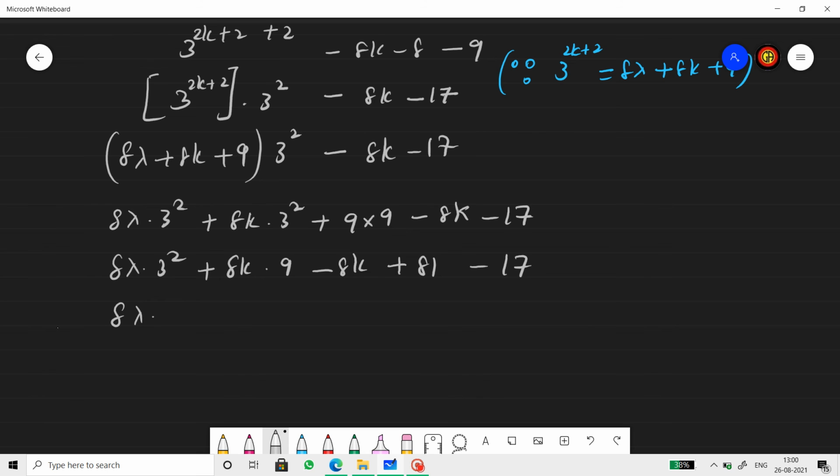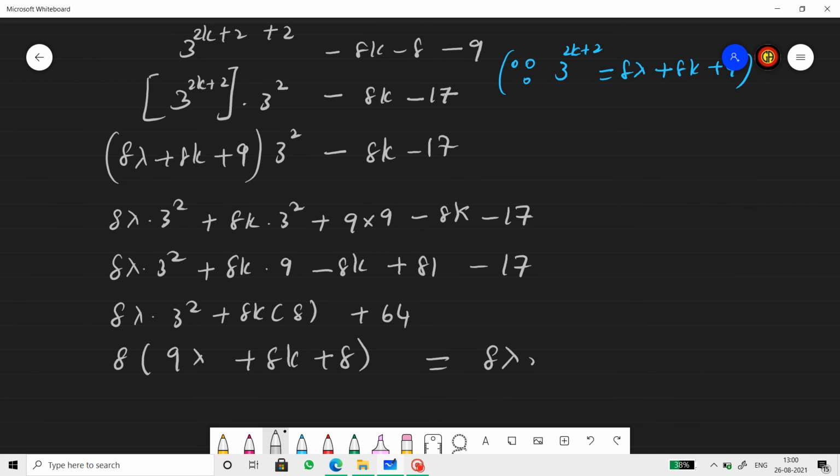So 8 lambda into 3 square, and here if I take 8k out, 9 minus 1 is 8, plus 81 minus 17 is 64. So is it possible for me to take 8 common out? Of course. 8 out, 9 lambda plus 8k plus 8. And I'm going to assume that this is equal to lambda 2. So I proved this is equal to lambda 2, where lambda 2 equals 8k plus 9 lambda plus 8. So that is enough to show that this is divisible by 8.